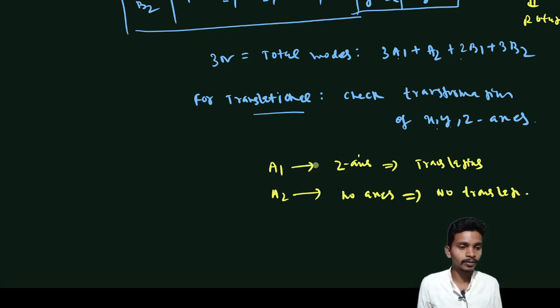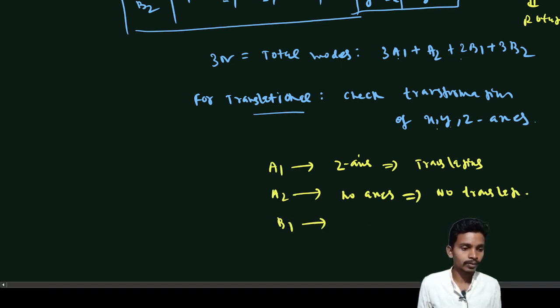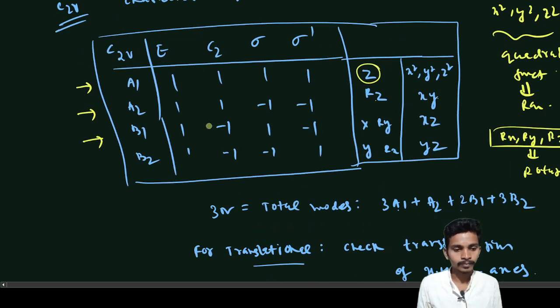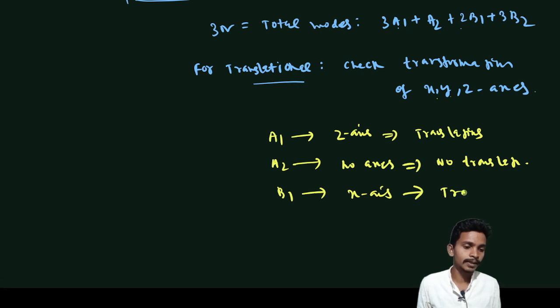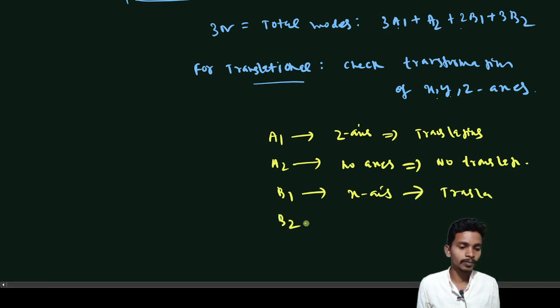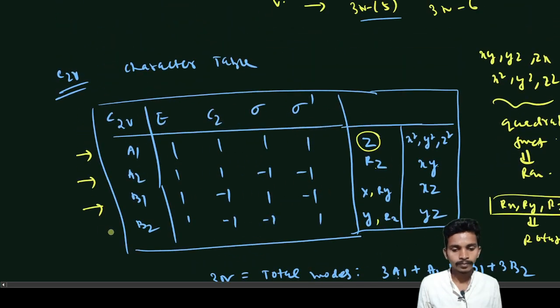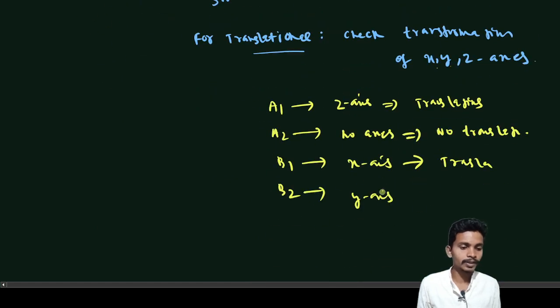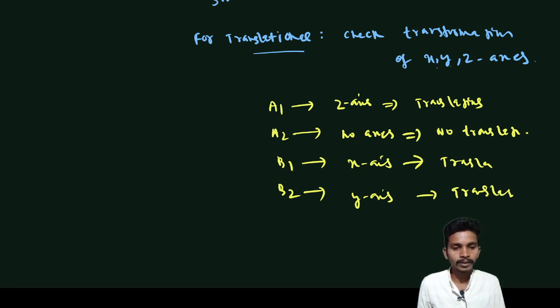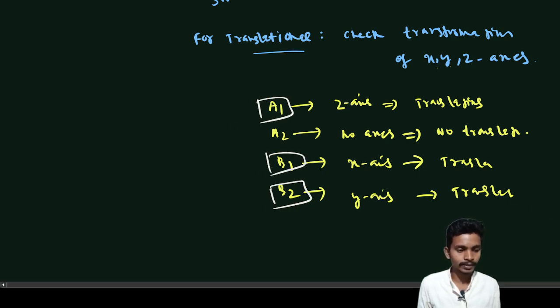And now we will look for B1. For B1, is the x-axis there? Yes, x-axis is there, so this is translational. Now we look for B2. For B2, the y-axis is there. Okay, if any one is present, then that is translational. So what you see is that A1, B1 and B2 are translational.